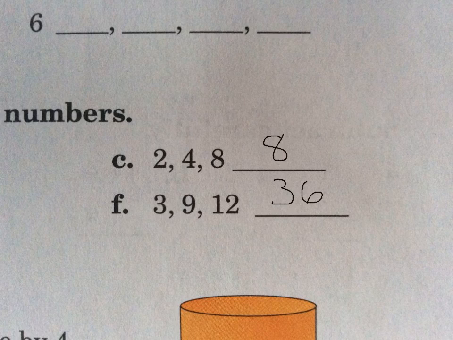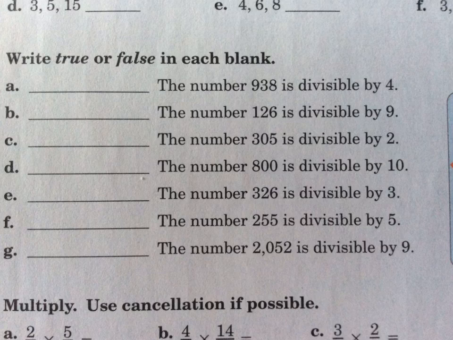Okay, for number 3, we're going to be working on divisibility rules, and they're going to give us some big numbers here. The first one, A, is the number 938. Does 4 go into it? If so, we're going to put true in the blank. If it doesn't, we're going to put false. Remember, the rule for 4 is you look at the last two numbers, the 38. Does 4 go into 38 evenly? It does not. 4 goes into 36 and 4 goes into 40, but it doesn't go into 38. So A is false.